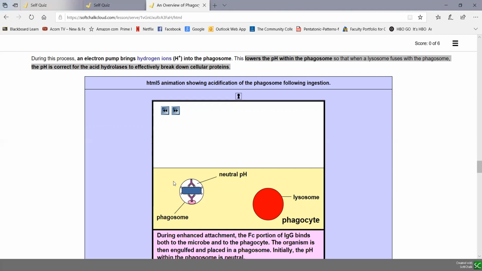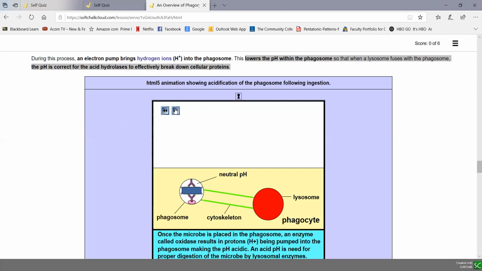So a proton pump is going to pump in these hydrogen ions, or protons, as we see here, making the contents of the phagosome acidic. So now, in the next step, when the lysosome is eventually going to fuse with the phagosome, it'll be the correct pH.